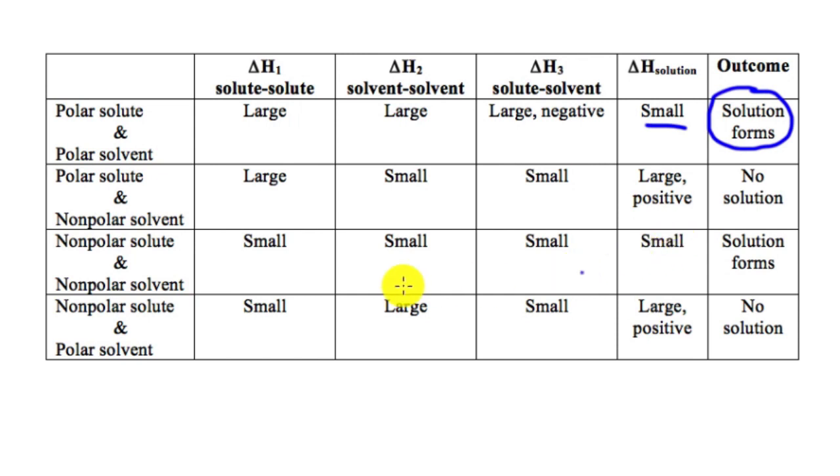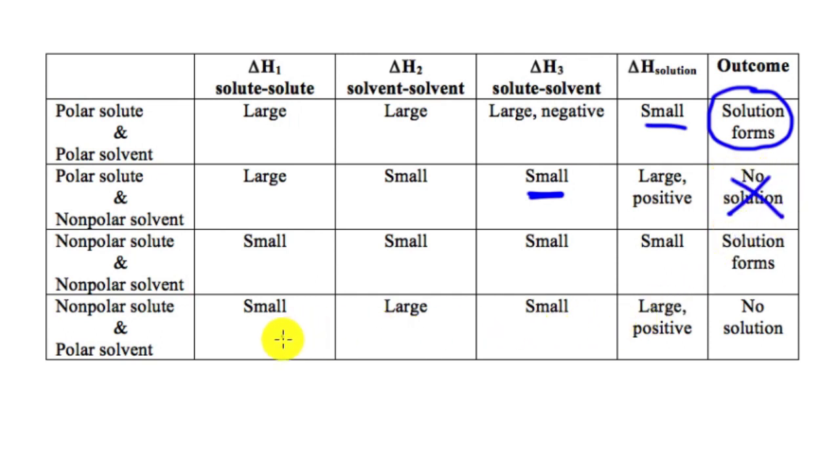Now if I look at the polar solute and a nonpolar solvent, then the attraction force in the solute is large, the solvent is relatively small, and the solute-solvent tends to be very small as well. And what you have is a very large positive value for your change in solution because there's not much attraction. This isn't overriding these two forces. So therefore, no solution forms.